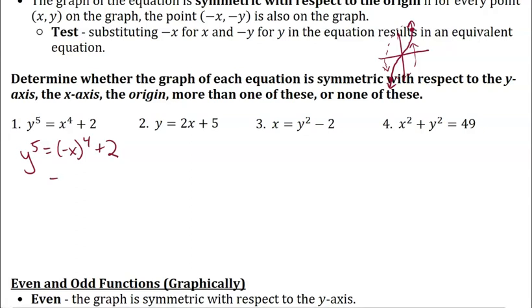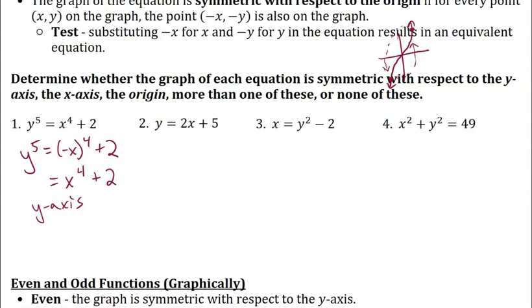Okay, so if I plug negative x in place of x, I have this. Negative x to the fourth is the same thing as x to the fourth because -1 to the fourth is +1. Or in other words, we're raising it to an even power. So y to the fifth equals x to the fourth plus 2, which is exactly the same as what we started with. So that means that this does have y-axis symmetry.